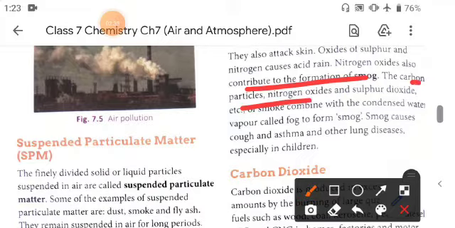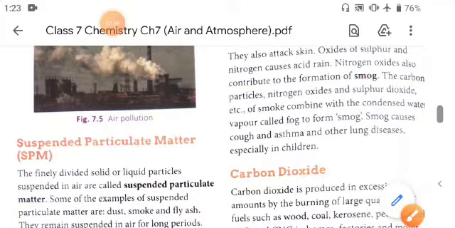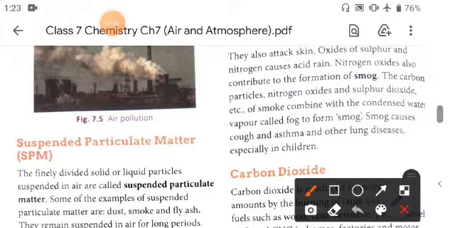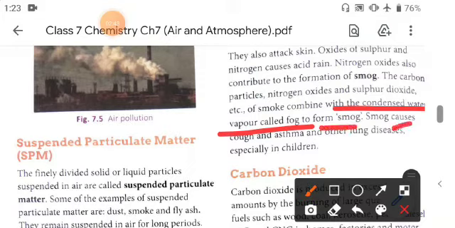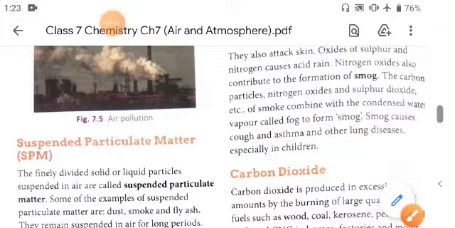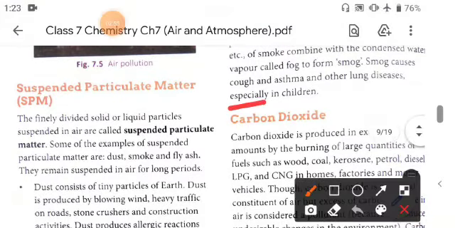The carbon particles, nitrogen oxide and sulfur dioxide etc. of smoke combine with condensed water vapor, that is called fog, to form smog, and smog causes cough and asthma and other lung diseases, especially in children.